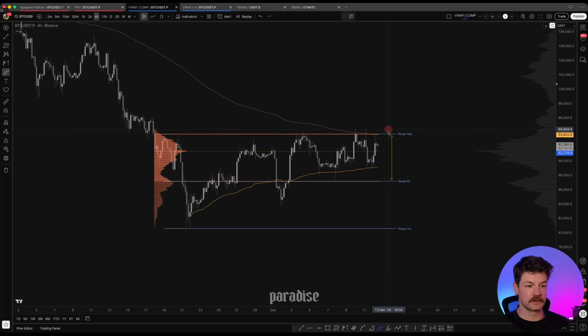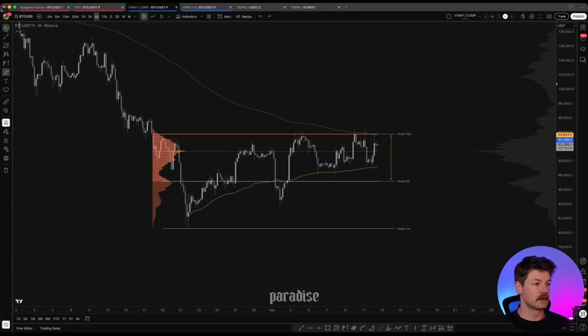When I say one's going to win, we're going to get that reaction at 200 EMA, which is going to slam it down, or we're going to get that reaction into the anchored VWAP, which is going to push it up. One of them is going to break either way. We just need to sort of play that accordingly.